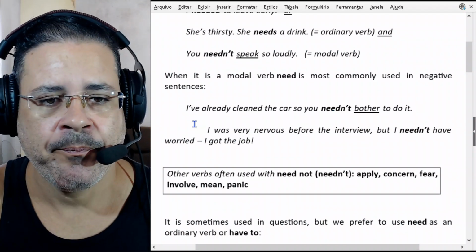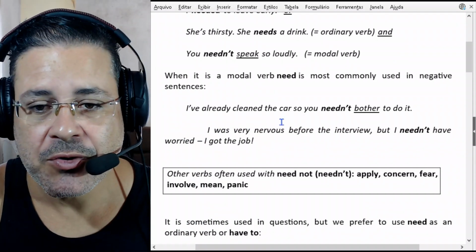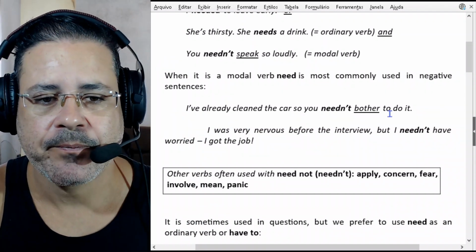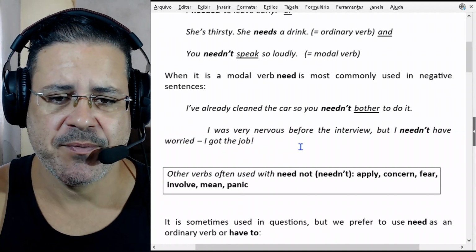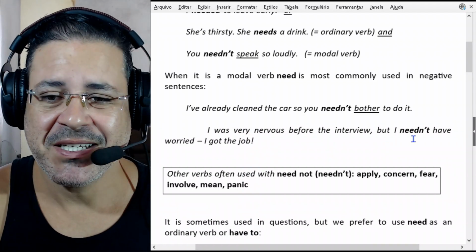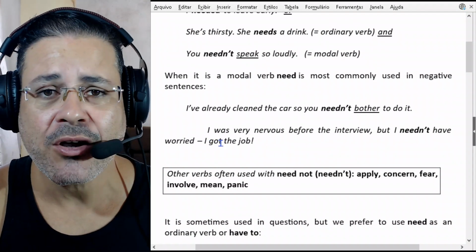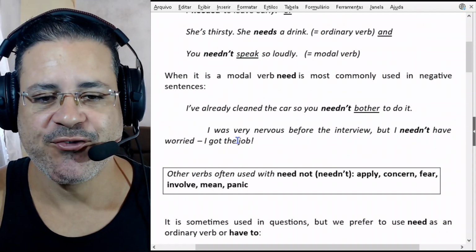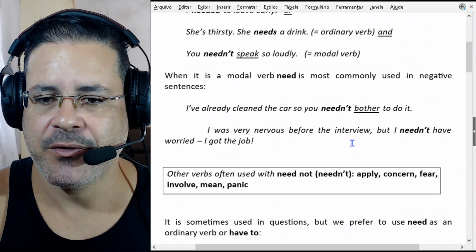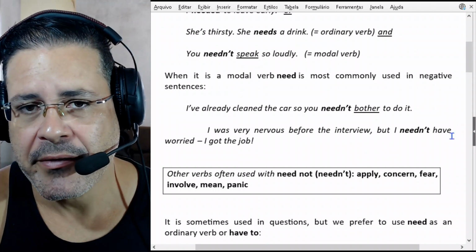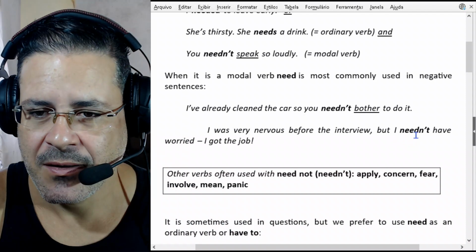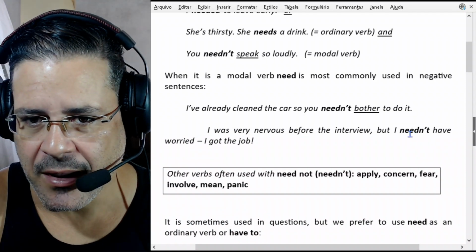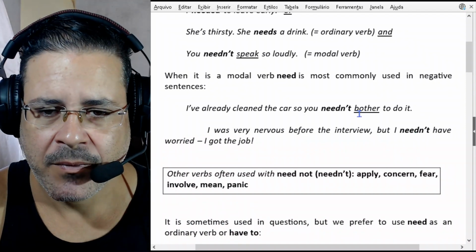So again, I've already cleaned the car, so you needn't bother to do it. Okay, another example. I was very nervous before the interview, but I needn't have worried, I got the job. So this is the modal needn't again.